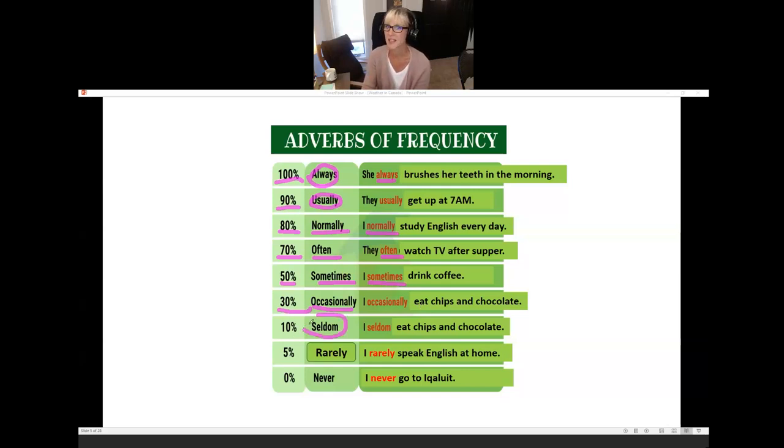Seldom, only 10%. I seldom eat chips and chocolate. Rarely, 5%. I rarely speak English at home. Maybe that should say you rarely speak English at home. I always speak English at home. I don't know another language. You rarely speak English at home.